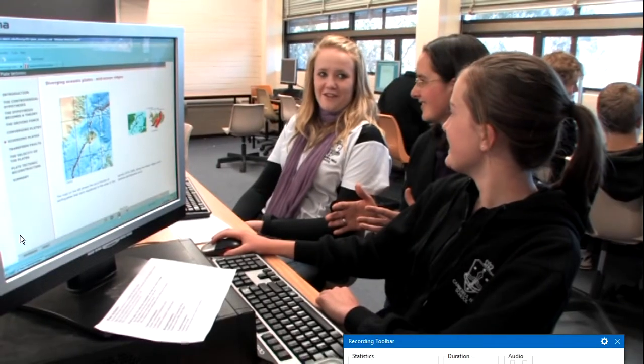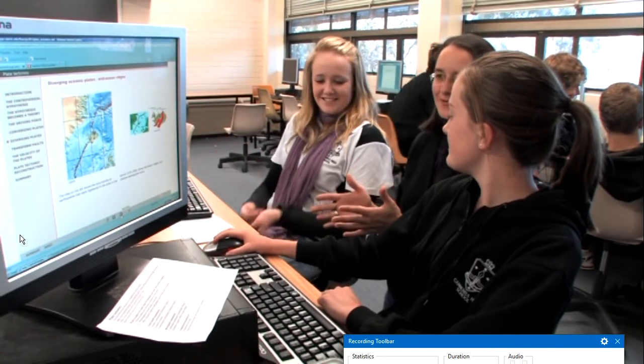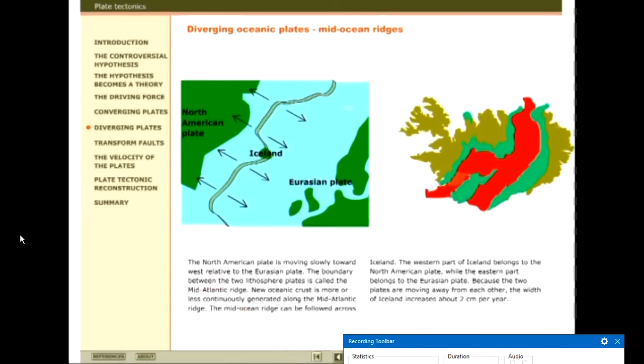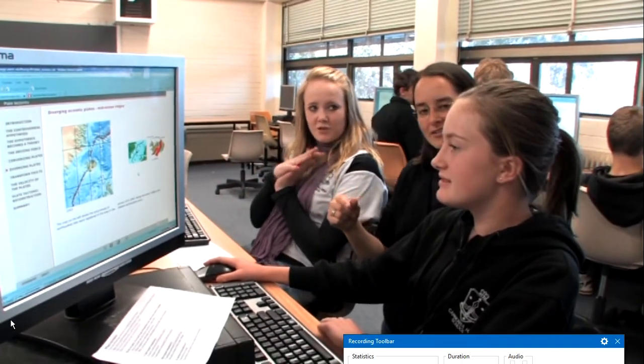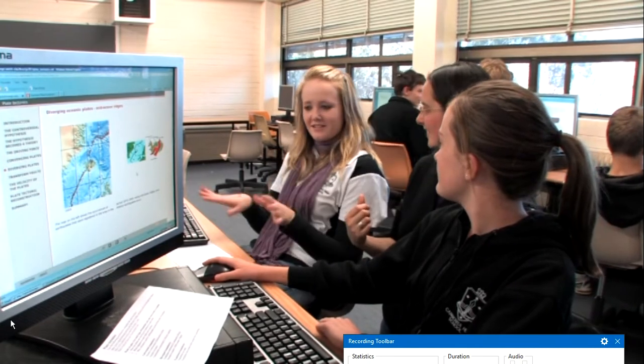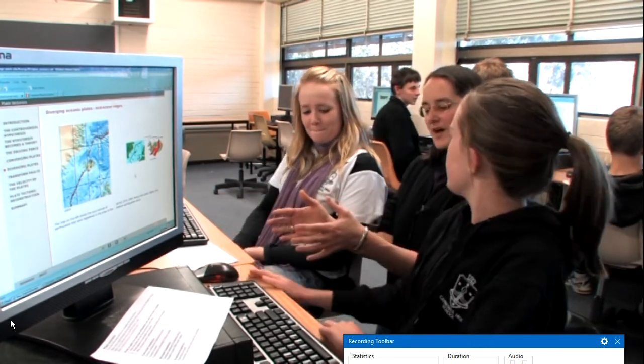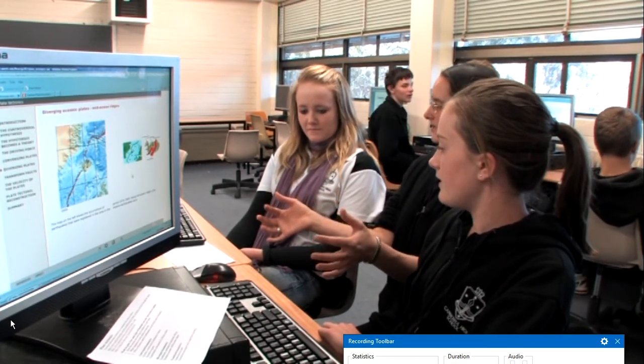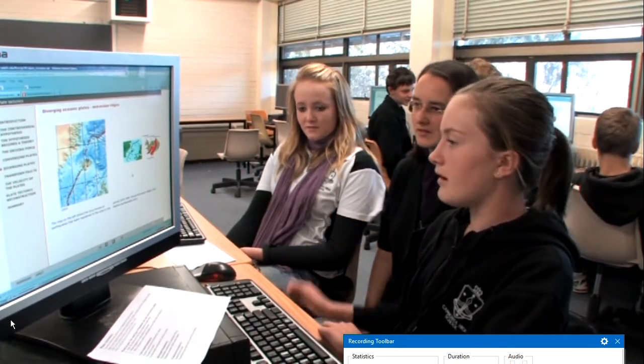So what's the scientific word for moving apart? Divergent. Yeah, so when they're diverging, okay. What's happening to Iceland as these plates diverge? It's getting spread out. Well, is it getting split in half though, or does it just get bigger? Yeah, it's getting bigger. Because every time it moves apart, more magma comes up and forms more rock, and it just keeps on getting wider and wider.